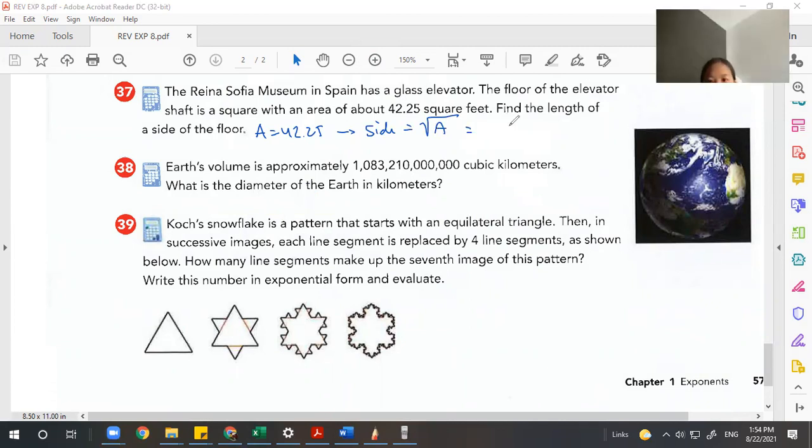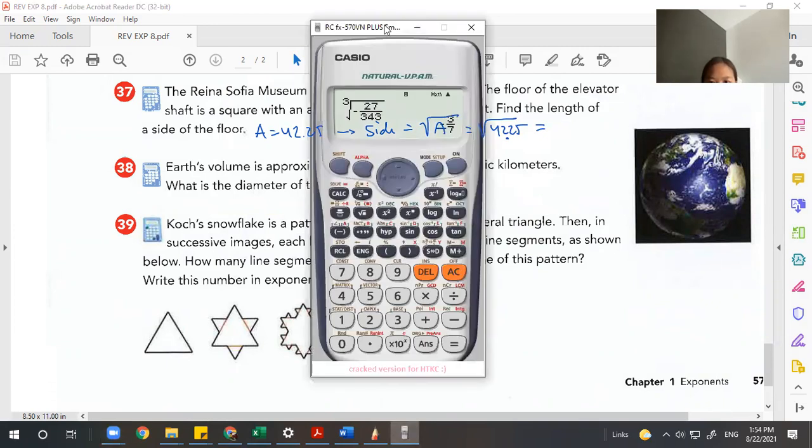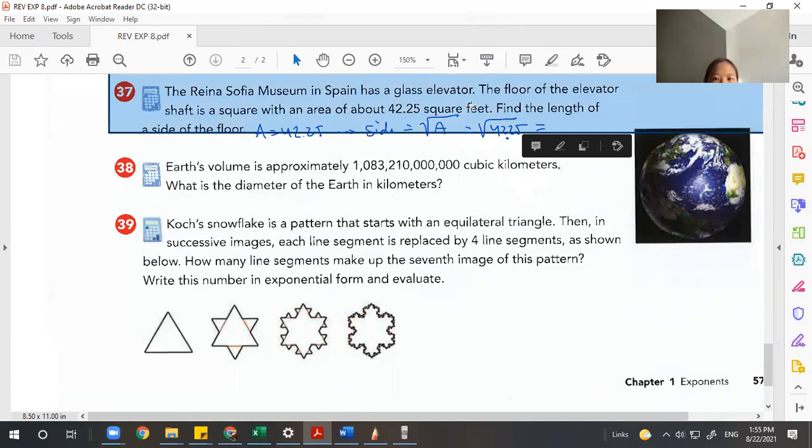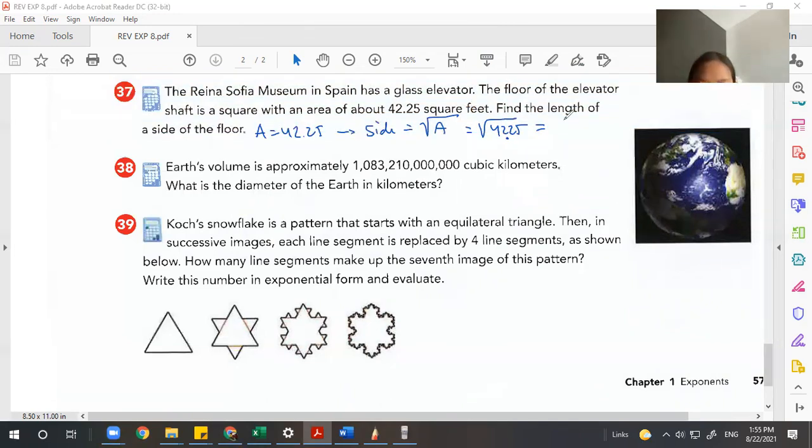So the side will be the square root of the area, so the square root of 42.25. You may use your calculator. The calculator is here: square root of 42.25. That's the answer, 13 over 2. Or if it is decimal, you have to provide the answer also in decimal, 6.5. That's it, right? 6.5 feet, because the area is in square feet.